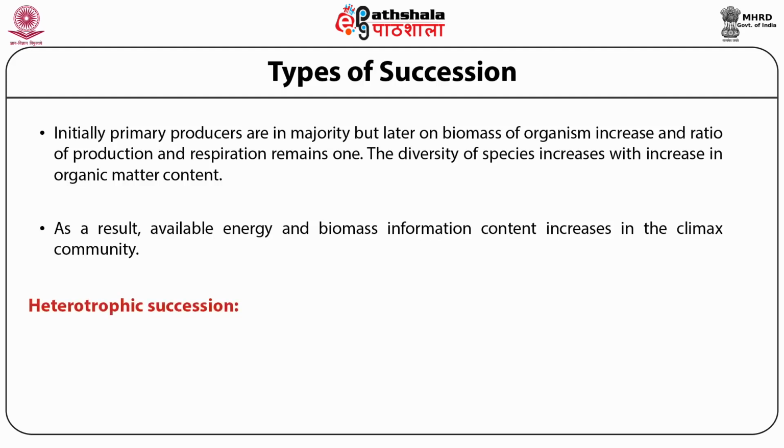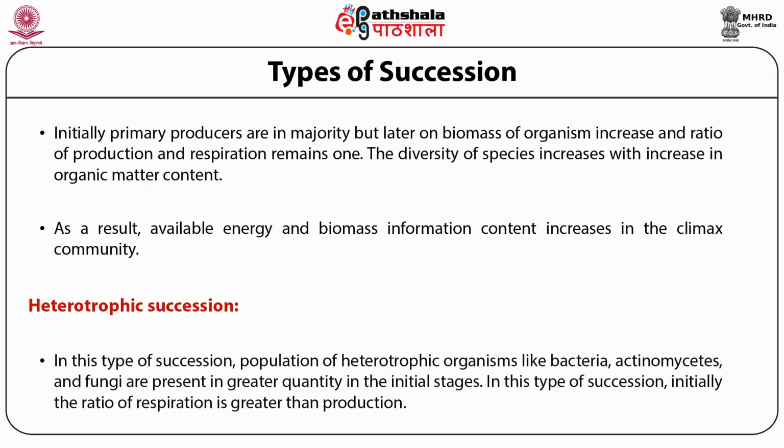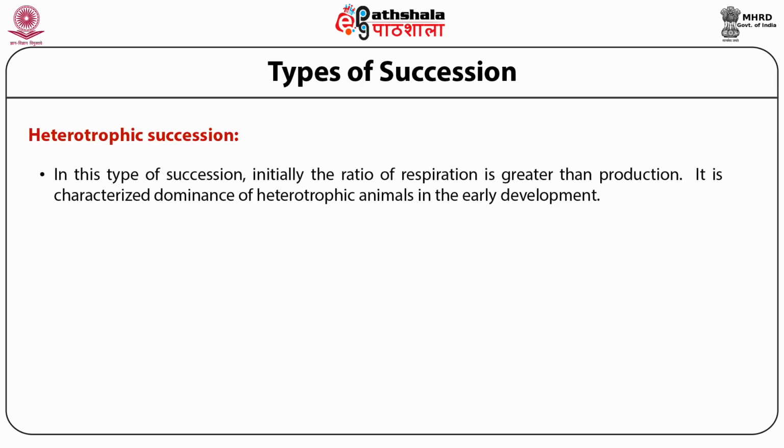The second type is heterotrophic succession. In this type of succession, populations of heterotrophic organisms like bacteria, actinomycetes and fungi are present in greater quantity in the initial stages. Such a succession begins in a medium rich in organic matter, such as rivers and streams which are polluted heavily with sewage, or in small pools receiving leaf litter in large quantities. In this type of succession, initially the rate of respiration is greater than production. It is characterized by dominance of heterotrophic animals in the early development.